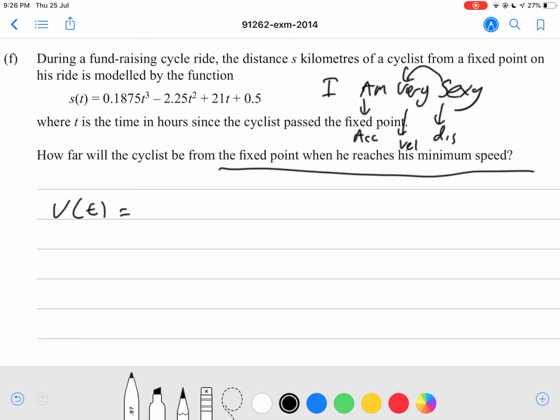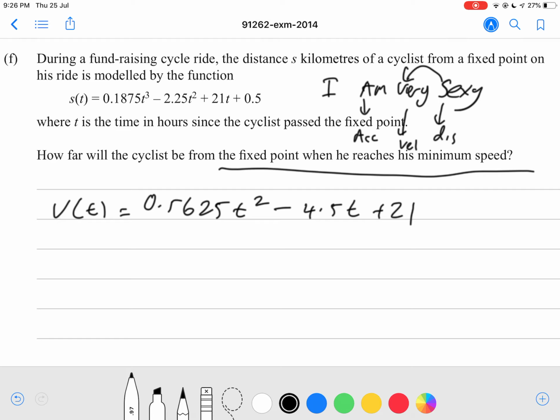So V of t equals, we need a bit of calculator, 0.1875 times 3, 0.5625 t squared minus 4.5t plus 21. That's our v of t.